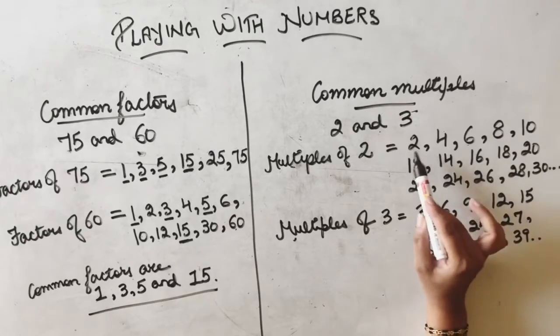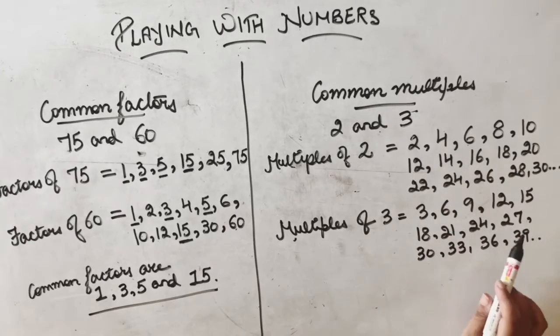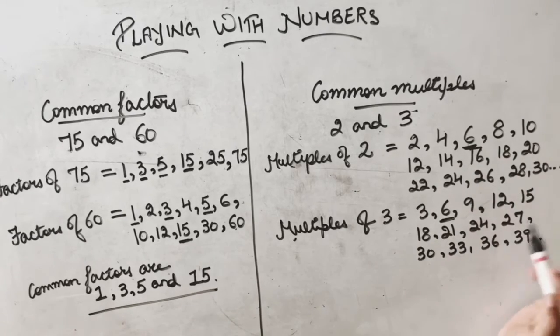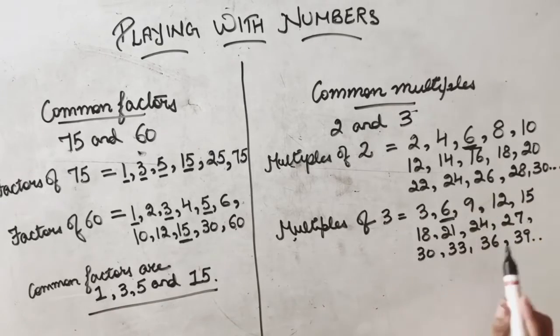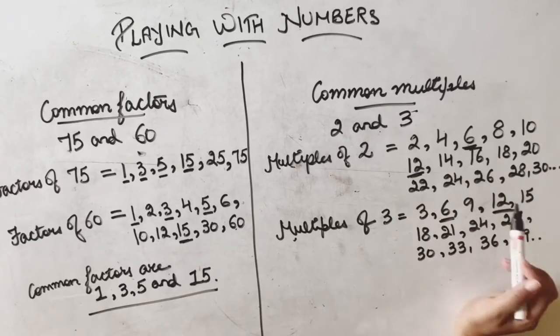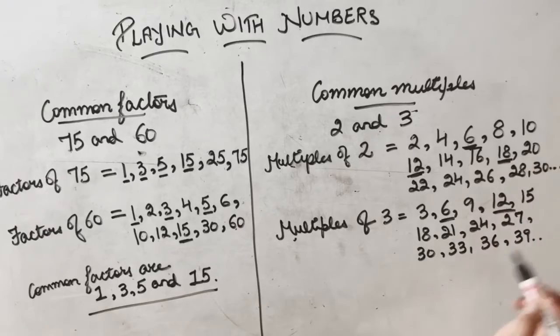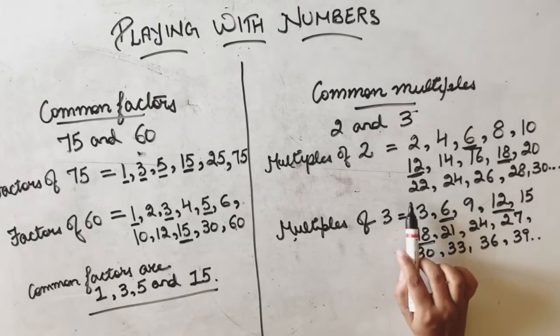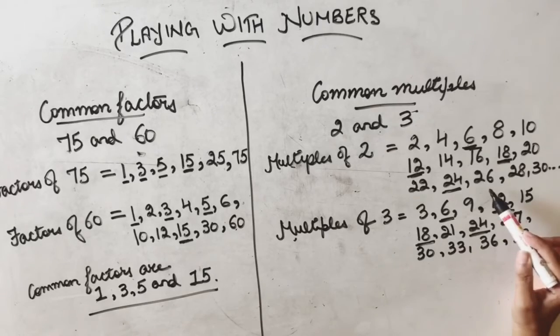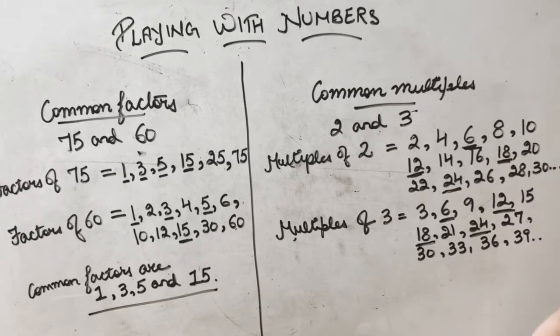Start from here. 2 is not present here. 4 is not present here. 6 is present. Next 8, no. 10, no. 12. Next is 14, 16, 18. 18 is present. Next is 20, 22, 24. 24 is present. 26, 28, 30. 30 is present. So we have to find first 5 common multiples.